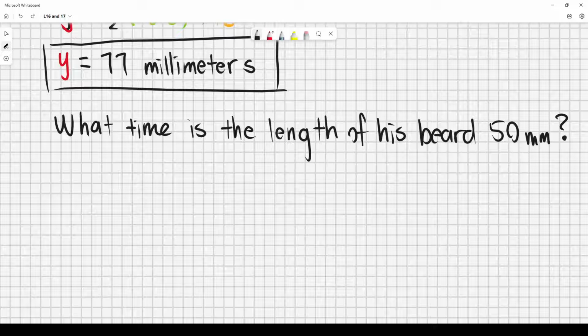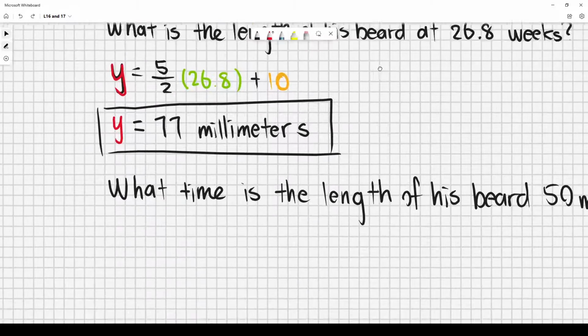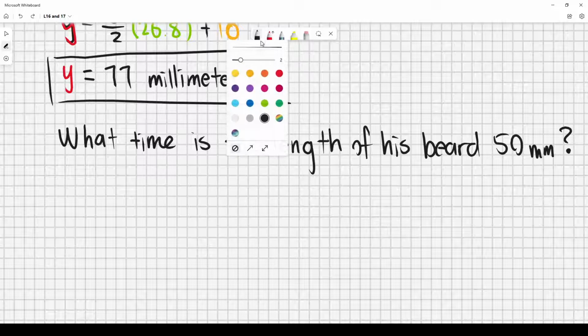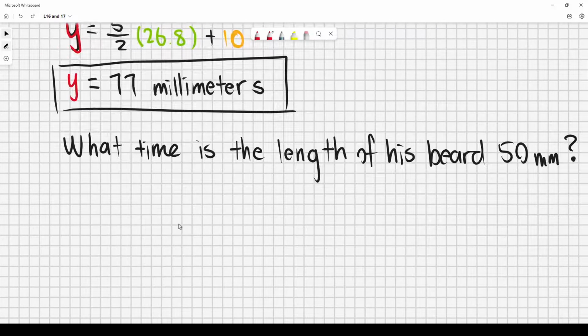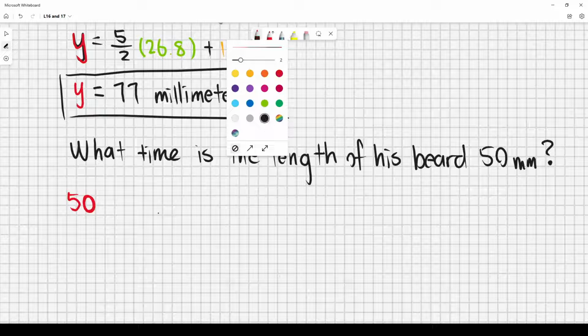Because I let x be the week, so I said previously that x is the time. I know 16 is time, but it's always a good idea to write down the units as well. How we approach this, similar to the last one but not exactly the same, is that we know the result, we just don't know what the time is now. So we just set the equation when y is equal to 50. And everything else is pretty similar.